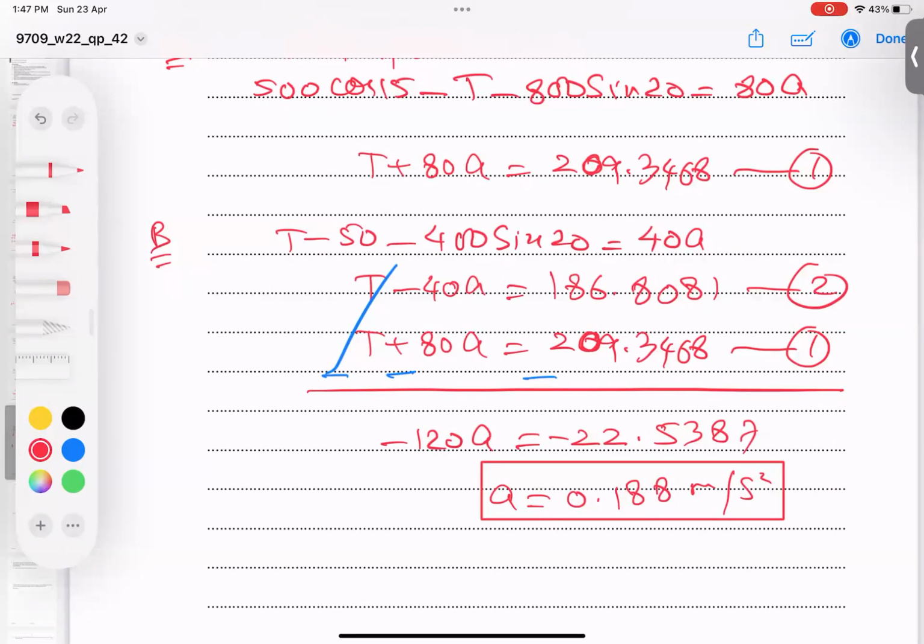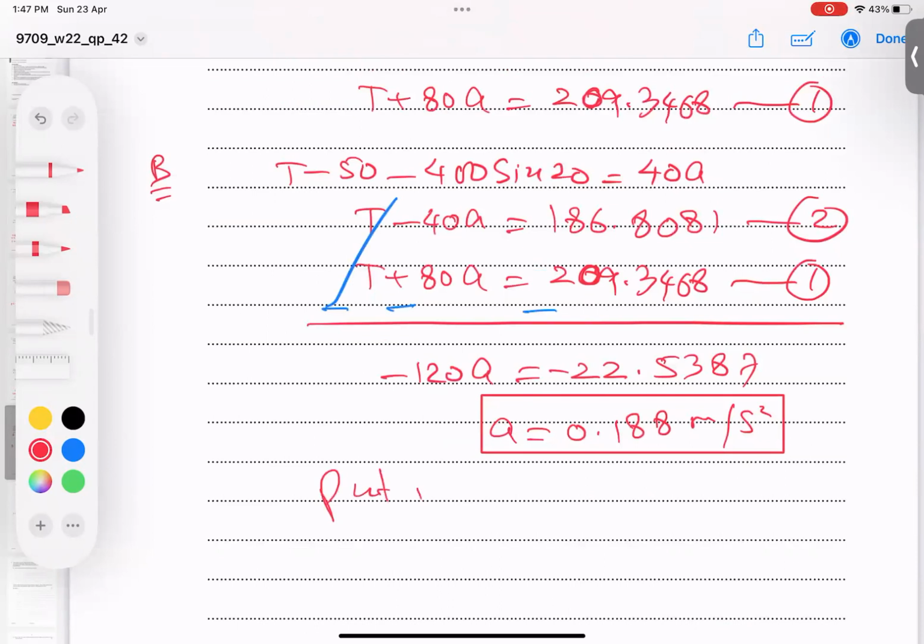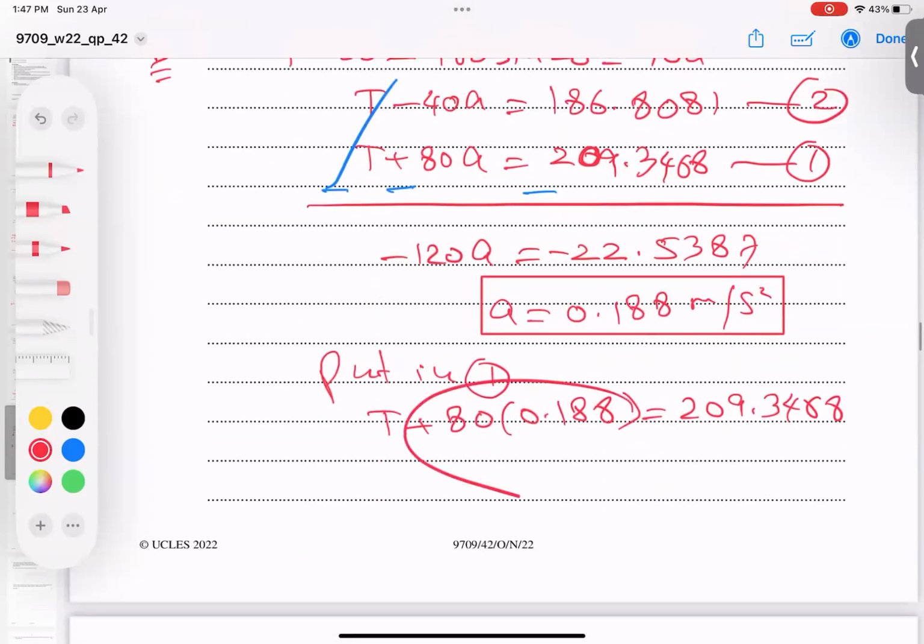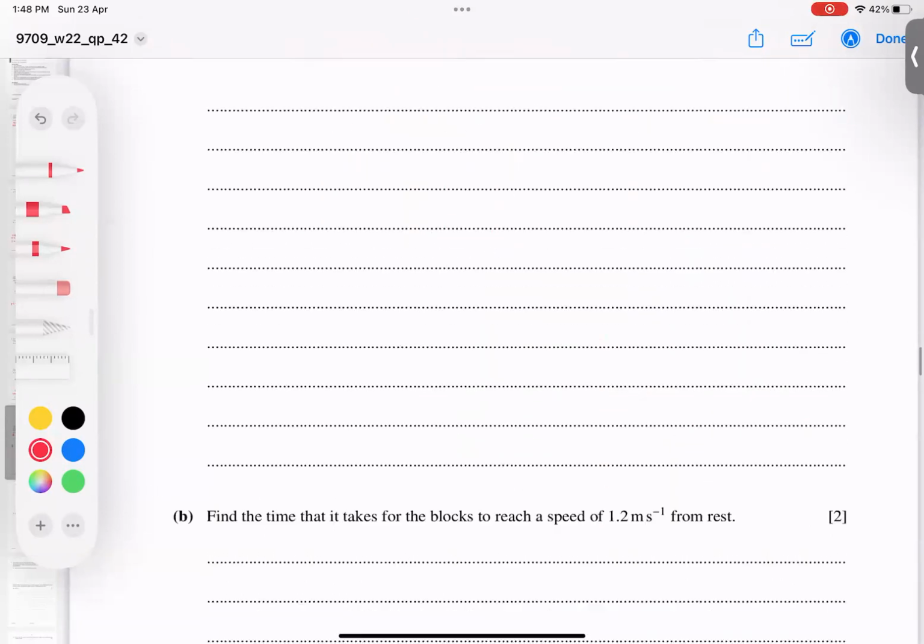Now I'm going to plug this value into any one equation. So I'm going to plug it into equation one. When I put it in, tension plus 80 times 0.188 equals 209.3468. So it will go and subtract from there. So 209.3468 minus 80 times 0.188. So the answer coming to us, tension is 194.3. So ultimately 194 newtons is the tension.